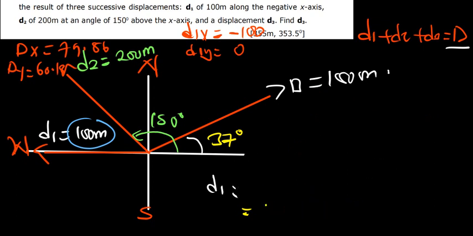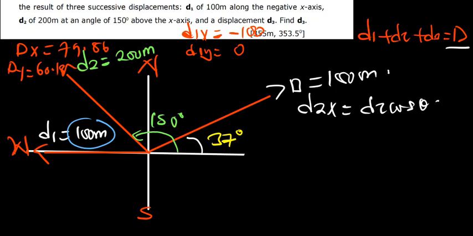Let's resolve now d2 into its x and y component. So I'll say d2x is equal to d2 cos theta. What is d2? In this case, we know that d2 is 200, and the angle is 150. Why am I going to use 150? Because this 150, the question was above the x-axis. Above the x-axis meaning from positive x-axis all the way to where the vector is. Okay? So I'm going to say 200 using a calculator cos 150.